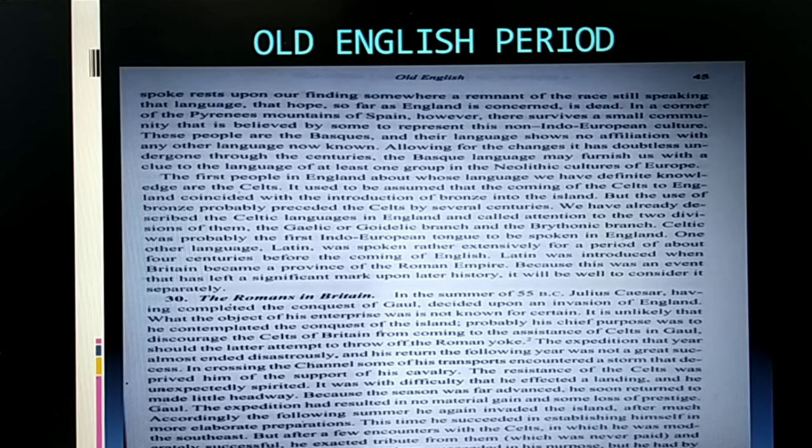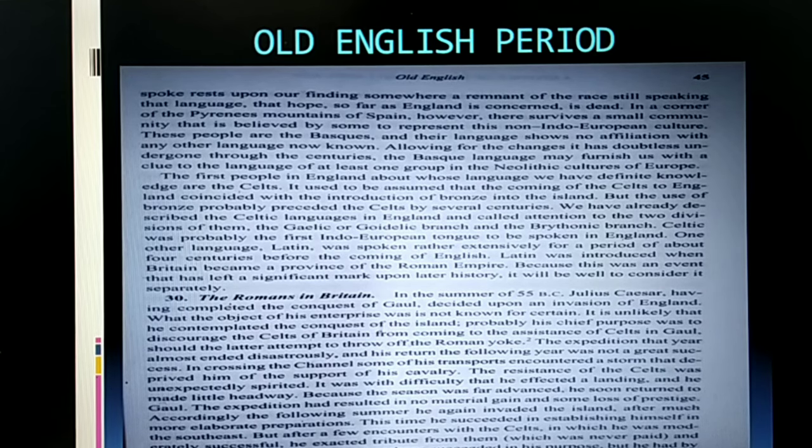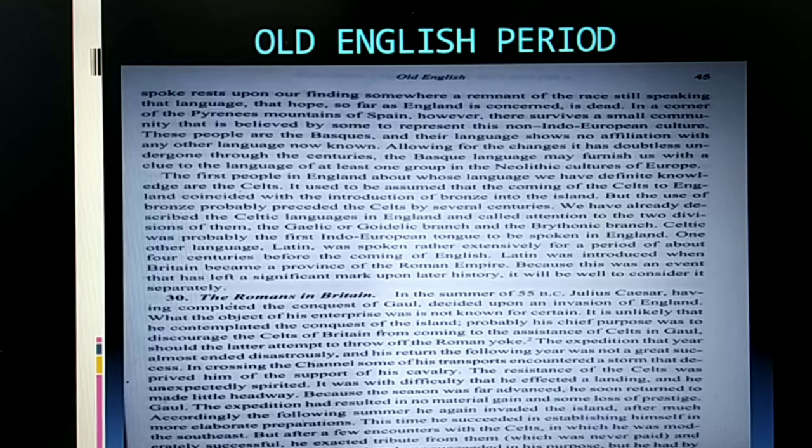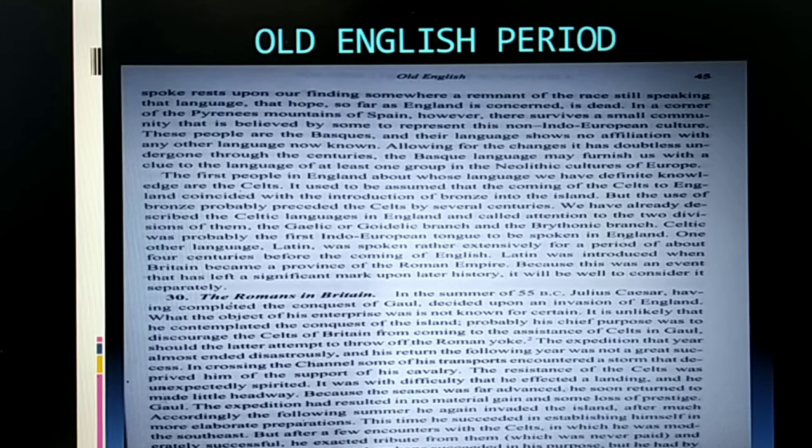In the summer of 55 BC, Julius Caesar, having completed the conquest of Gaul, decided upon an invasion of England. What the object of his enterprise was is not known for certain. It is unlikely that he contemplated the conquest of the island. Probably his chief purpose was to discourage the Celts of Britain from coming to the assistance of Celts in Gaul, should the latter attempt to throw off the Roman yoke. The expedition that year almost ended disastrously, and his return the following year was not a great success.